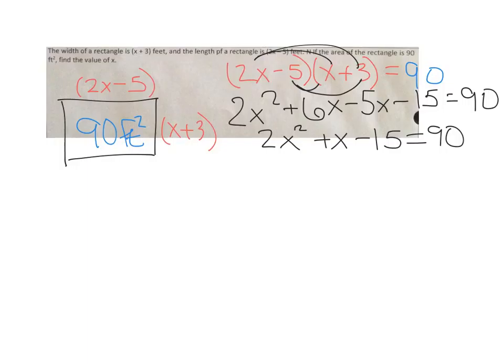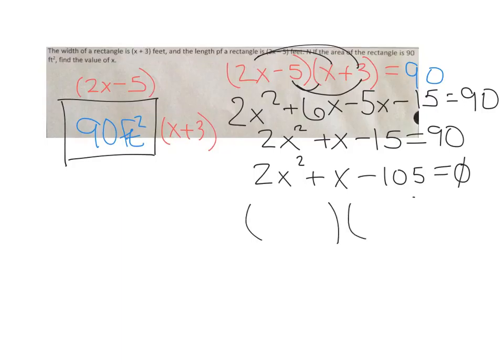So if I want to now factor to solve, I need it set equal to 0, so I need to subtract 90. So I get 2x squared plus x minus 105 equals 0. So now I need to factor my new trinomial that I just created. So I have 2x and x. And I want to look at factors of 105.